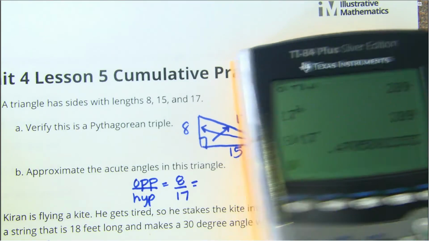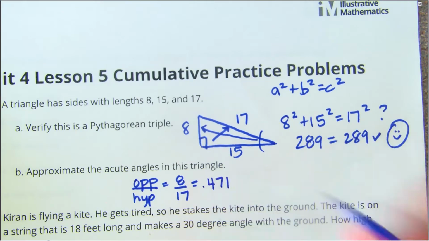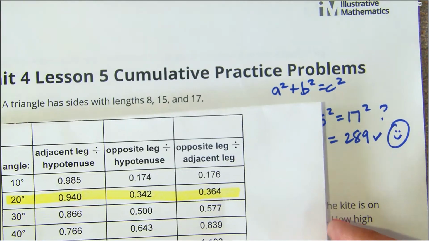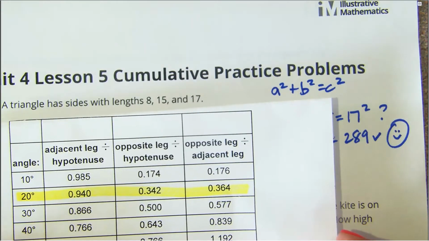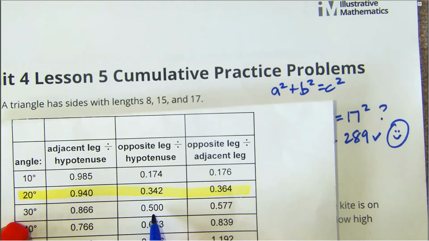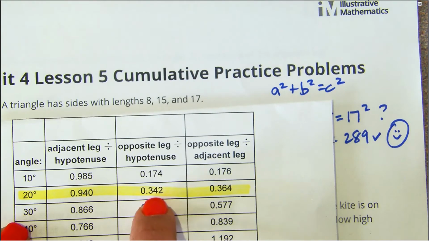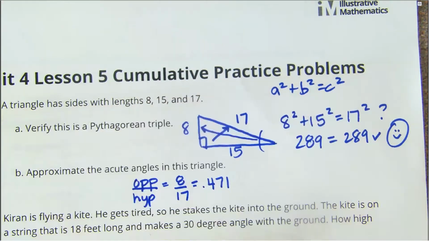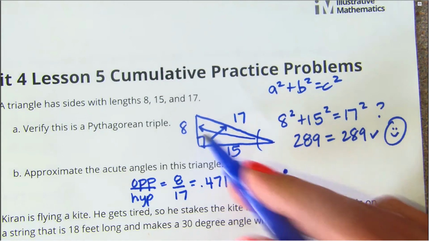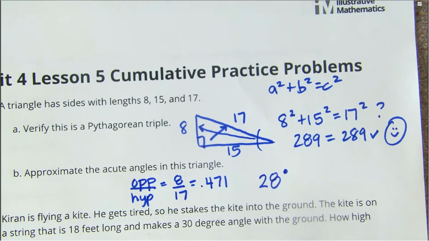I get about 0.471. So now I'm going to go to my table, which is on the slide just before this in the Desmos, or there was a picture of it on one of your agendas, or if you were in class, I passed this out. So I'm looking for an opposite over hypotenuse of close to 0.47. So 0.47 is just a little bit before 0.5, so I would say around 28 degrees. So if this angle is 28 degrees, what's left for the other one? Well, what's 90 minus 28? 62.